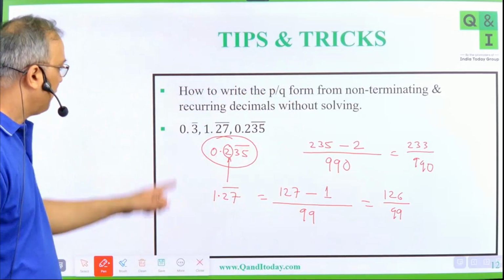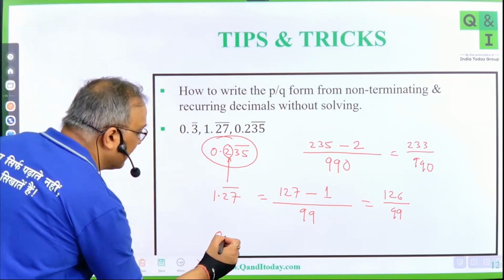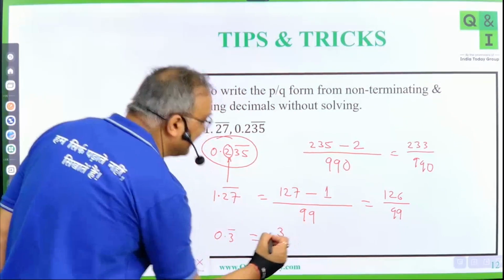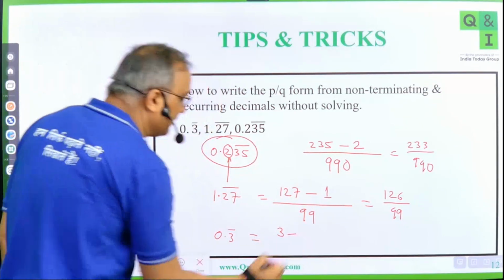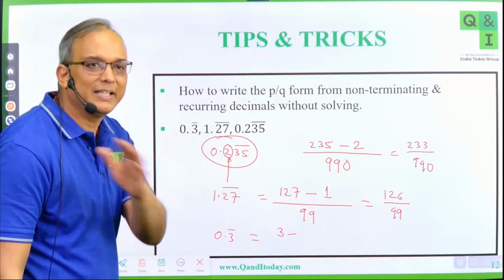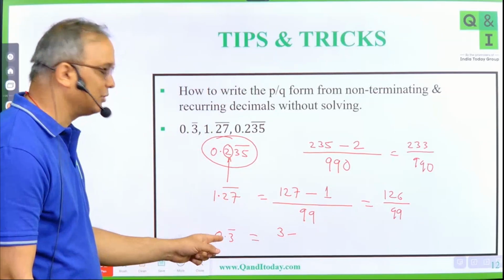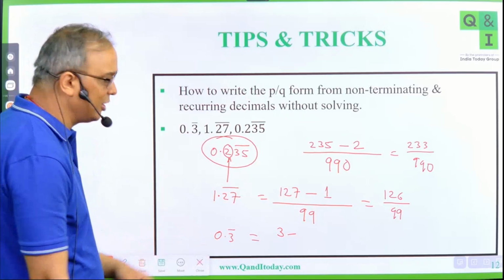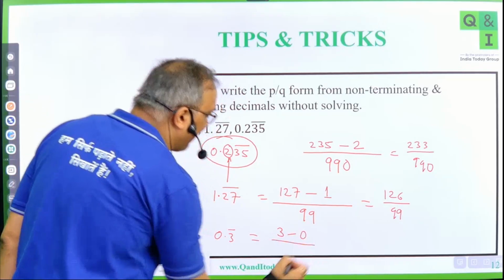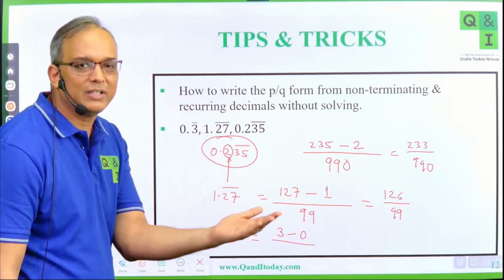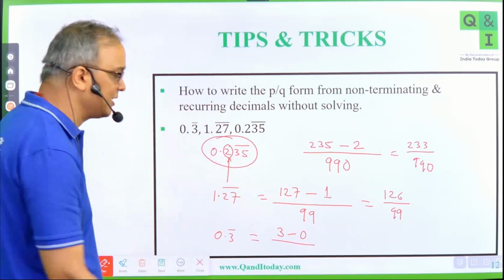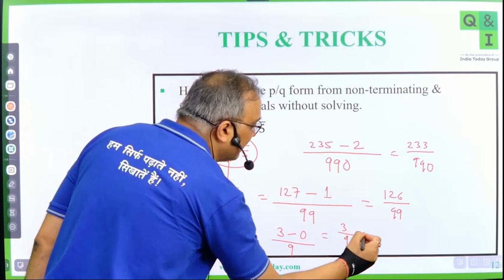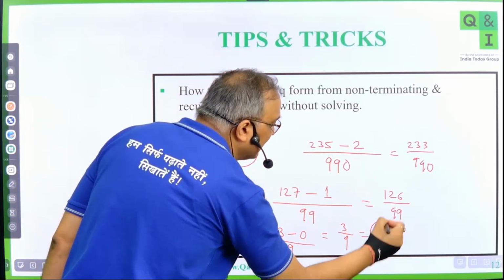Clear? For 0.3 bar, I'll write the number as it is minus the digits which are not repeating. There is no digit which is not repeating. There is only one non-zero digit, right? So the digit which is not repeating is 0. So 3 minus 0 divided by as many nines as the number of digits repeating. There is only one digit which is repeating, so there will be one 9. So this is equal to 3 by 9, which is equal to 1 by 3.